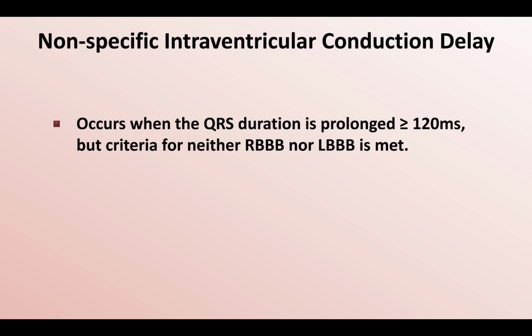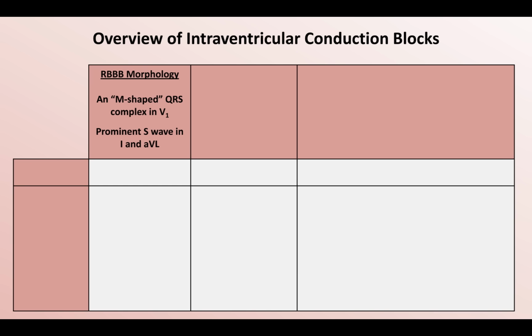Here is a chart summarizing this lecture. When there is a right bundle branch morphology to the QRS complex, that is an M-shaped complex in V1 and prominent S-wave in 1 and AVL, look at the QRS duration. If it is greater than or equal to 120 milliseconds, a complete right bundle branch block is present. If the QRS duration is less than 120 milliseconds, the right bundle branch block is incomplete.